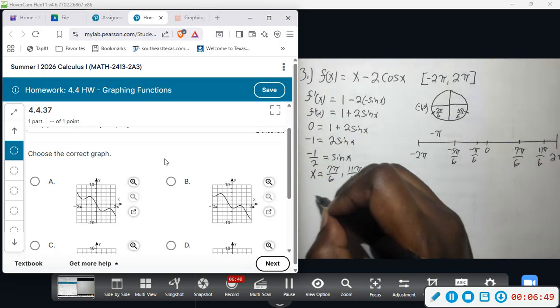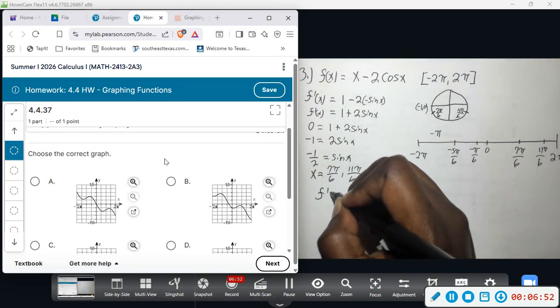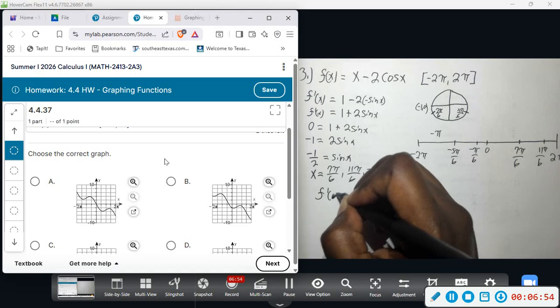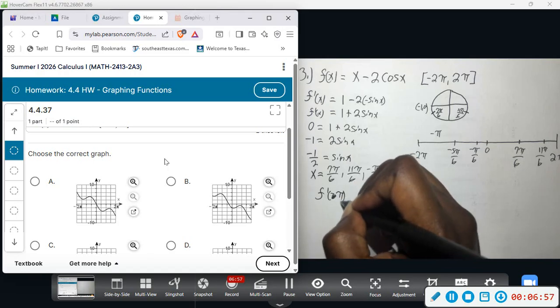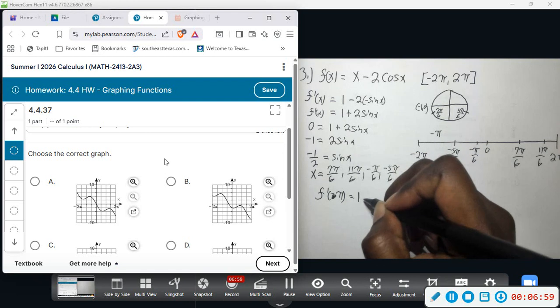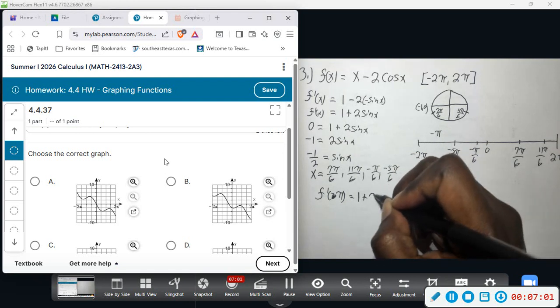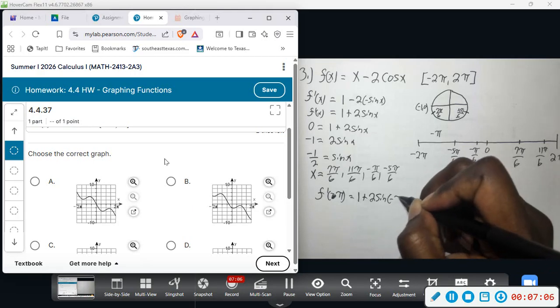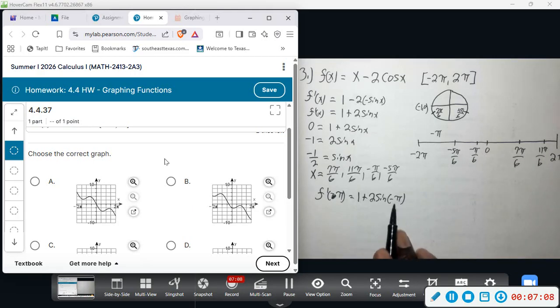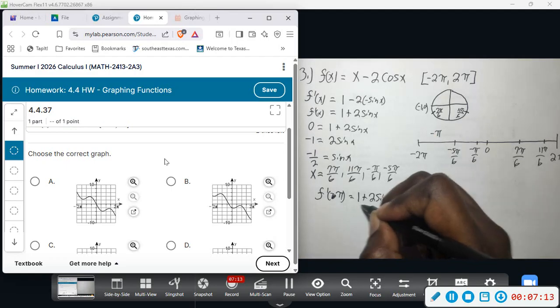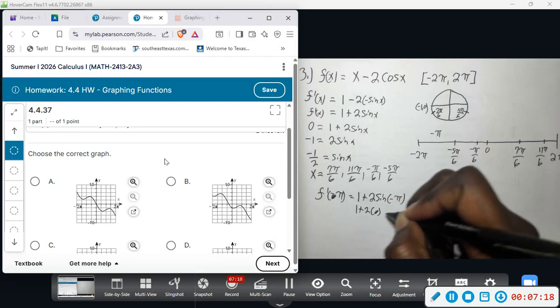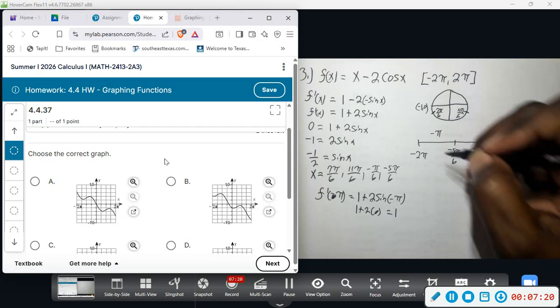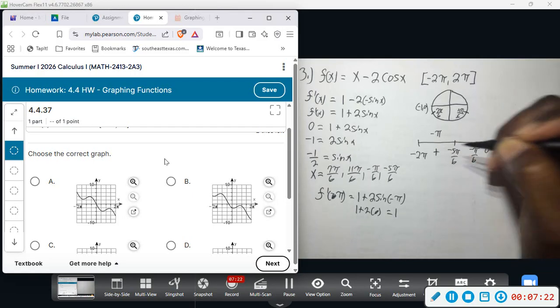So starting with our f prime, it's going to be f prime of negative pi. That will give me 1 plus 2 times sine of negative pi. All right, so sine of negative pi is going to be equal to 0. So this is just going to be equal to 1 plus 2 times 0, which is just equal to 1. That's positive. So I get a positive on this section.